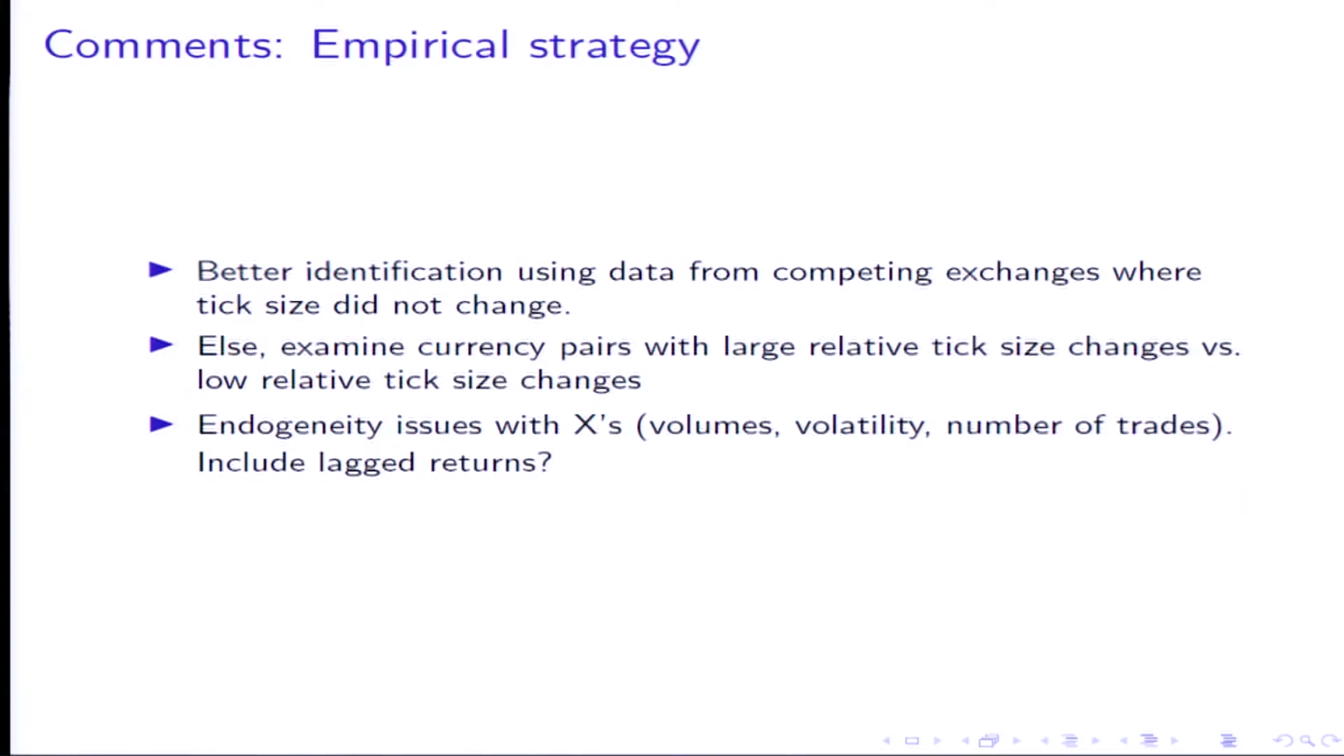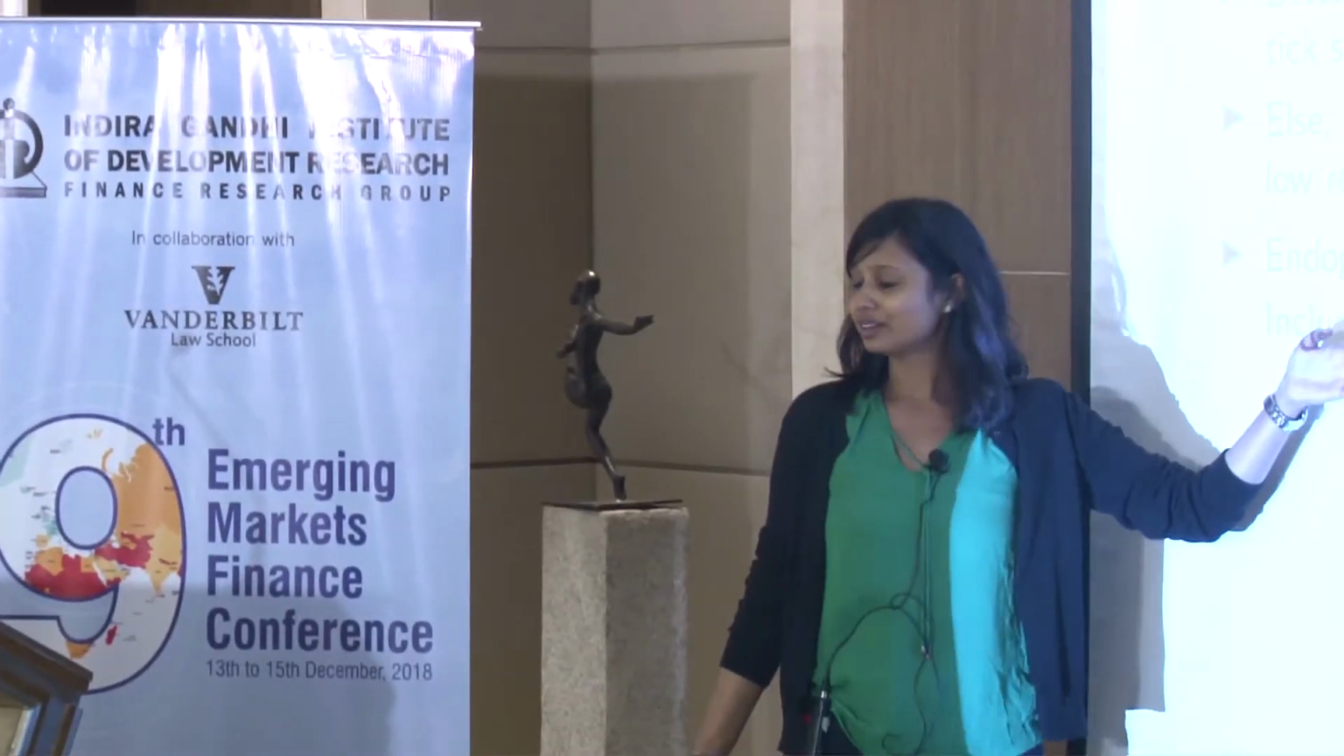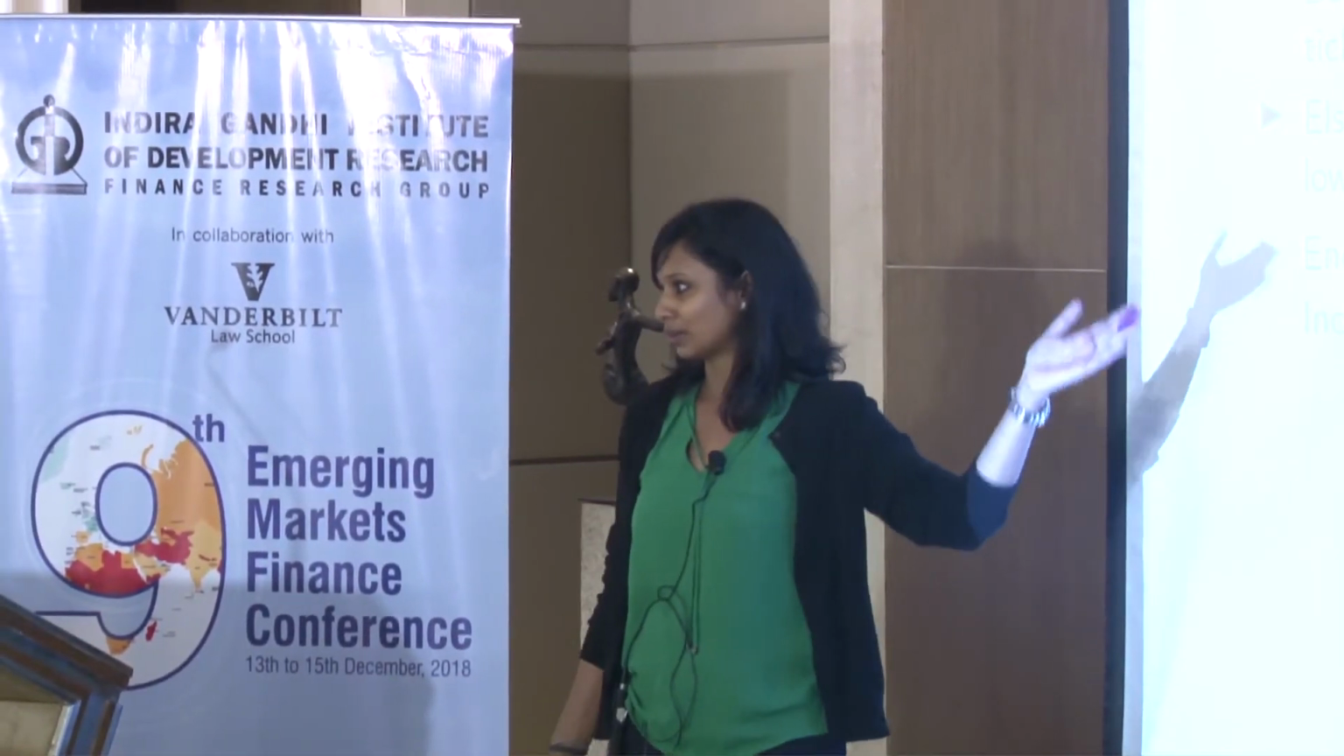And I was a little worried about the X's that you include in your regressions, like the volumes and the volatility and number of trades. There are strong endogeneity issues with liquidity variables and all these variables. So I would worry about that before including them into the regression. Instead, I would go for lagged returns just to capture the market mood.